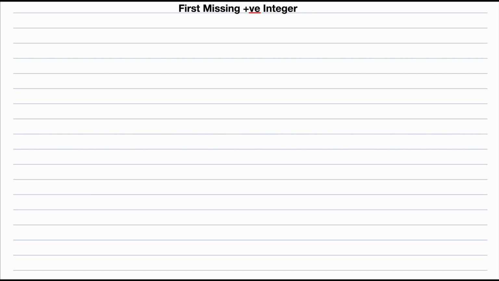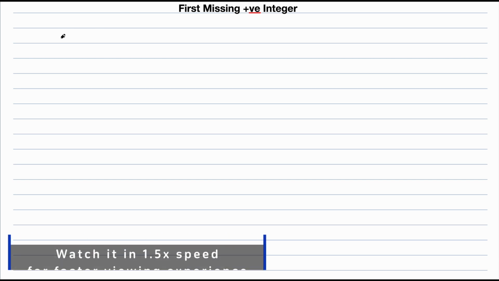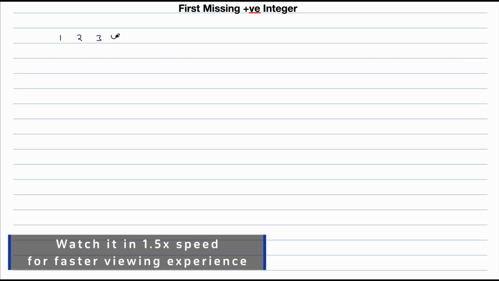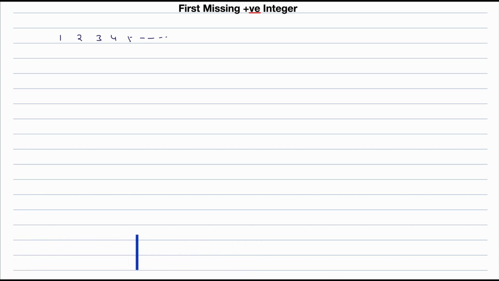Now in today's lecture we are going to find the first missing positive integer. You know what the positive integers are, right? It will be 1, 2, 3, 4, 5 and so on. So we have to find the first missing positive integer.